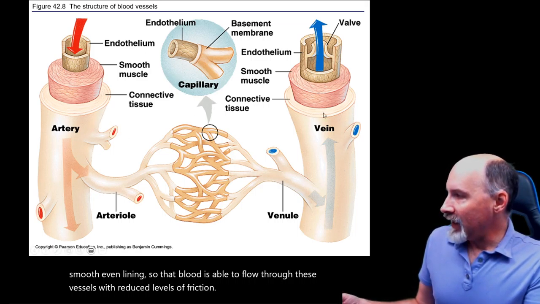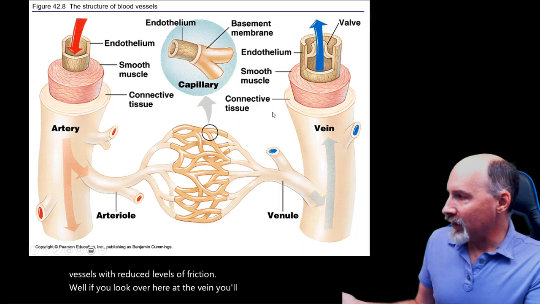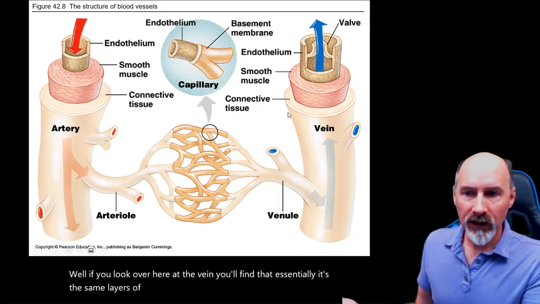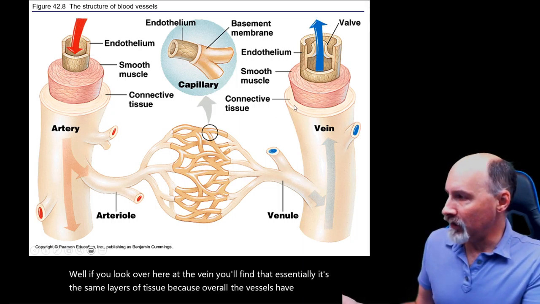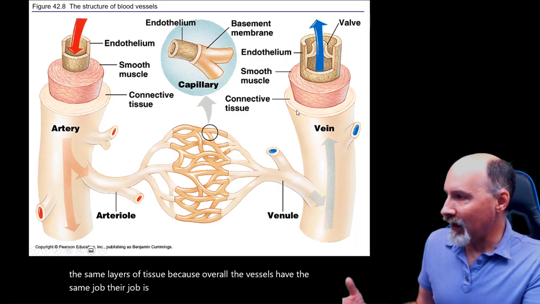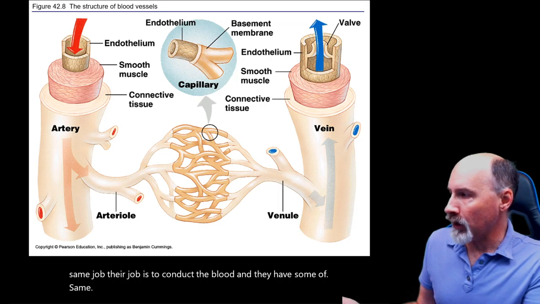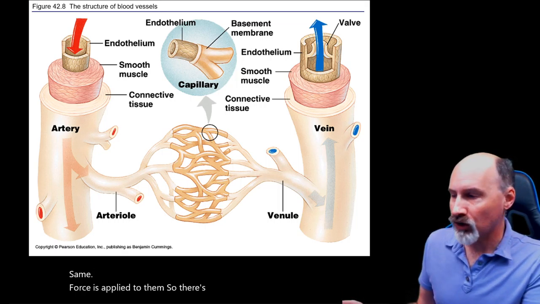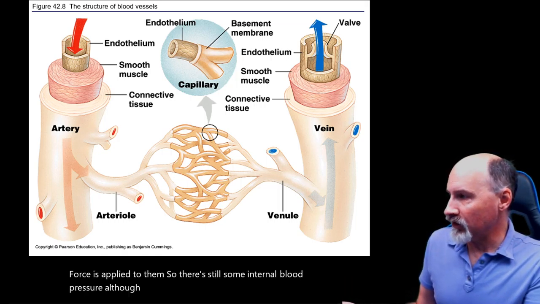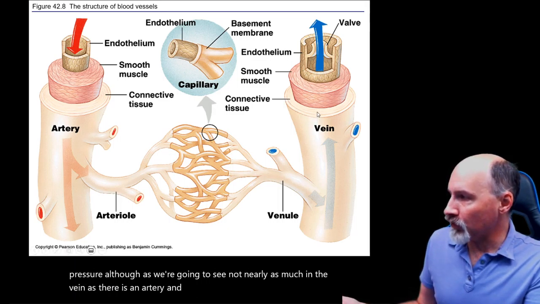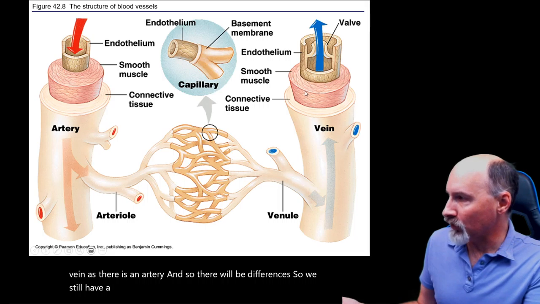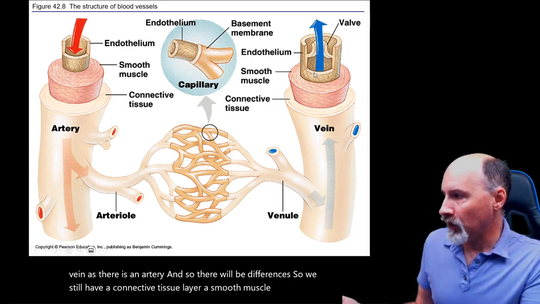Well, if you look over here at the vein, you'll find that essentially it's the same layers of tissue because overall the vessels have the same job. Their job is to conduct the blood, and they have some of the same forces applying to them. So there's still some internal blood pressure, although as we're going to see, not nearly as much in a vein as there is in an artery. And so there will be differences. So we still have a connective tissue layer, a smooth muscle layer, and an endothelium layer.